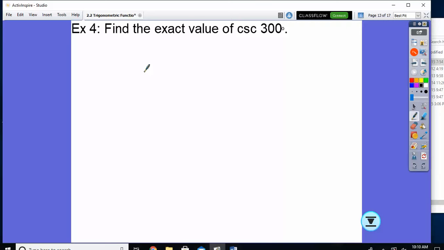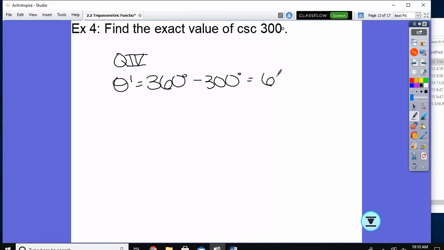What quadrant is 300 in? Quadrant 4. So reference angle, you do 360 minus 300. We get 60 degrees. So cosecant, that wasn't one we did on our hand trick, was it? But it's the reciprocal of sine, so we can figure it out. First of all, in quadrant 4, sine positive or negative? Negative. So our answer will be negative.